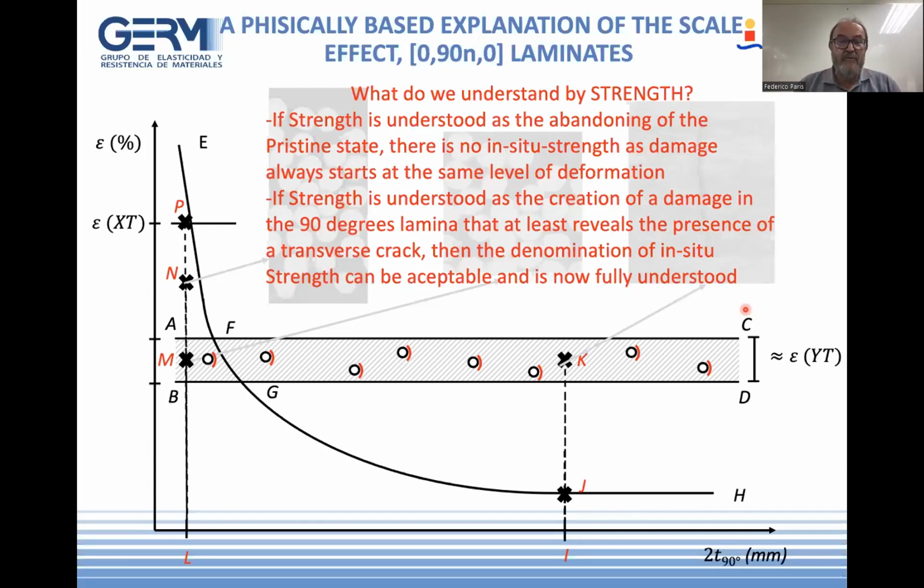Now the question is, what do we understand by strength? If strength is understood as the abandoning of the pristine state, there is no insight to strength. A damage starts always at the same level of deformation. If strength is understood as the creation of a damage in the 90-degree lamina that at least reveals the presence of a transverse crack, then the denomination of insight to strength could be acceptable. And now it's fully understood. Obviously, this has to be made compatible with the definition of strength we established at the beginning of this workshop series. That's all I have to say.